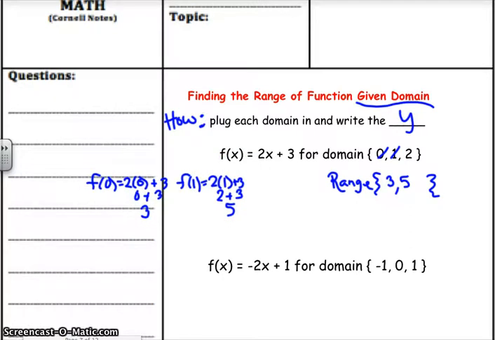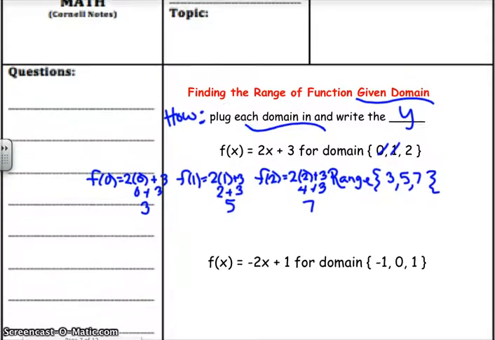Now I have to plug 2 in. My function at 2 is going to be 2 times 2 plus 3. 4 plus 3, 7. There's my range. I found my range given my domain, which means I found my y's given my x's. Got this? Okay, so what I did is plugged each one in, and then I wrote down the y I got.